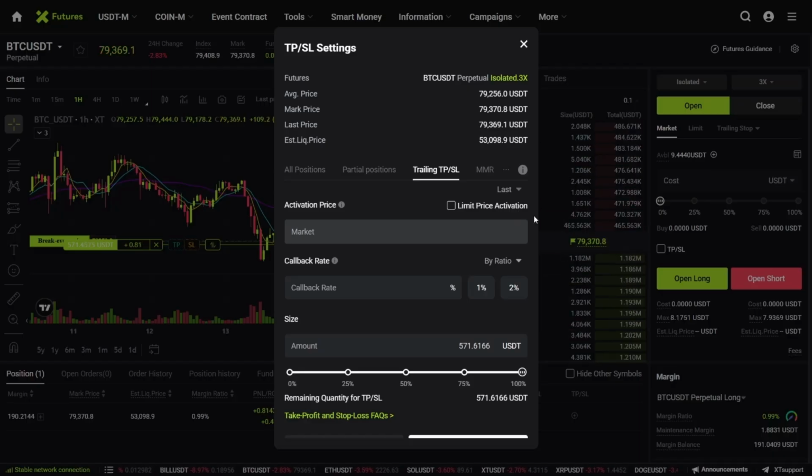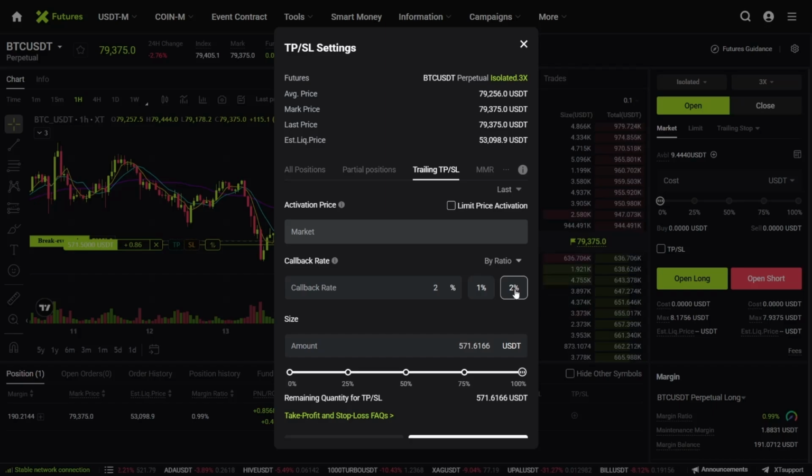This can help you lock in profits while still giving the trade room to grow. There are two main settings, the activation price and the callback rate. The activation price is the level where the trailing stop loss becomes active, so the trade won't start trailing until price reaches this point. The callback rate is the percentage the price needs to move against you before the trade is closed. For example, if we set a 2% callback rate, our position will close if the price drops 2% from its highest point after activation. A trailing stop loss can be a great tool for protecting profits without having to manually adjust your stop loss.